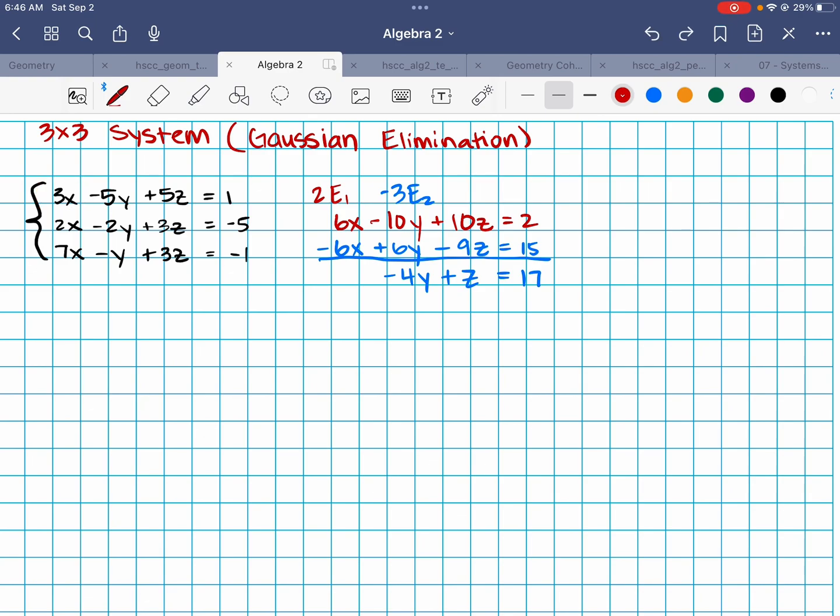So we're going to go 3 E1, and we're going to be 3 times the 3x, which is 9. Sorry, that is totally wrong. We're going to go 7 E1. Yeah, sorry about that. 7 E1. 7 times 3x is 21x. 7 times negative 5y is negative 35y. 7 times 5z is positive 35z. And 7 times 1, oh no.